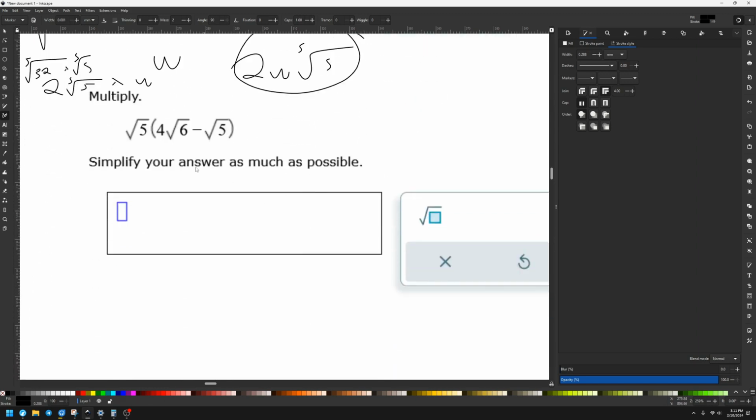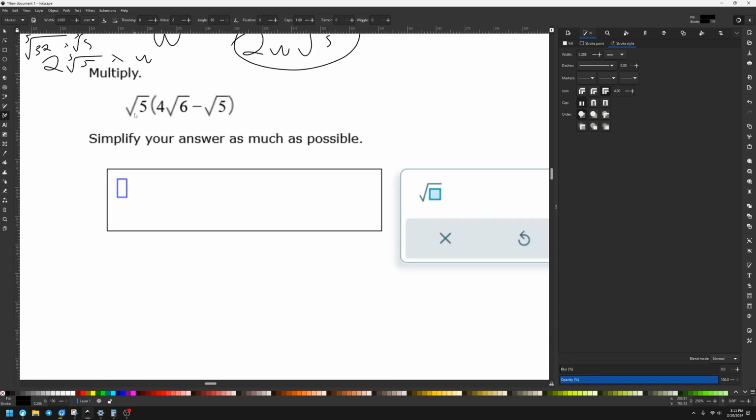Okay, multiply. Simplify your answer as much as possible. Okay, let's distribute the square root of 5. So 4 times the square root of 6 times the square root of 5 is going to be 4 times the square root of 30.